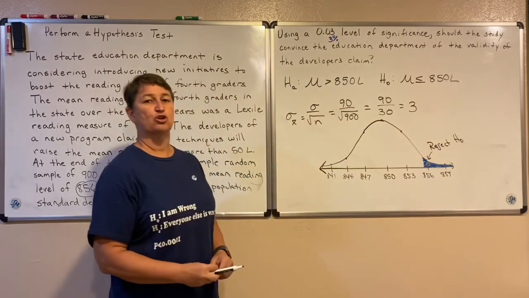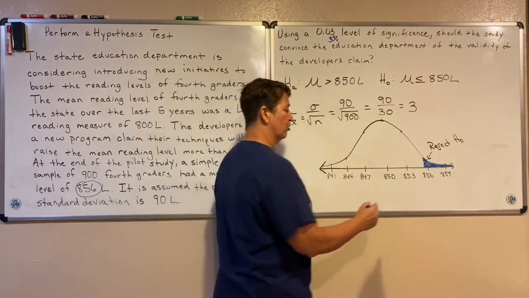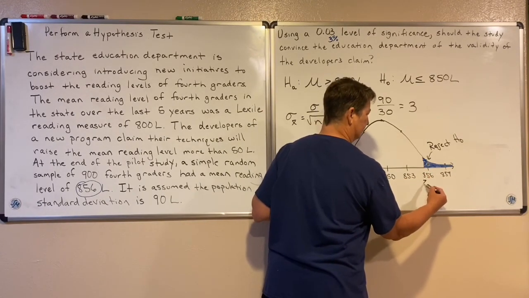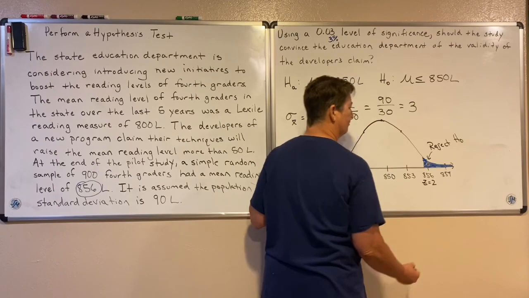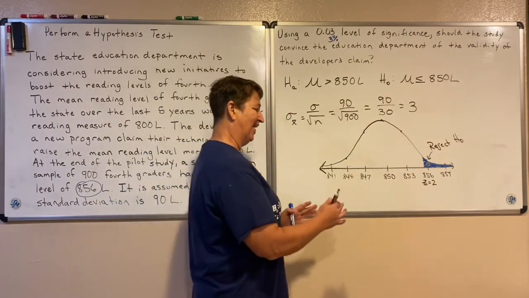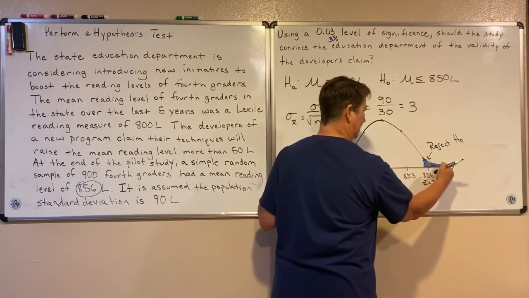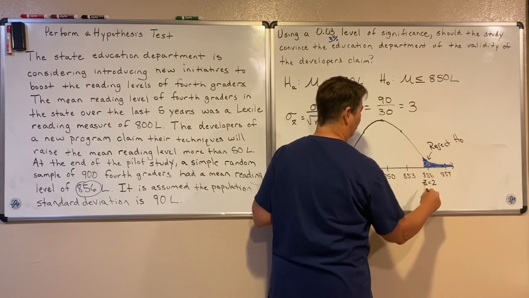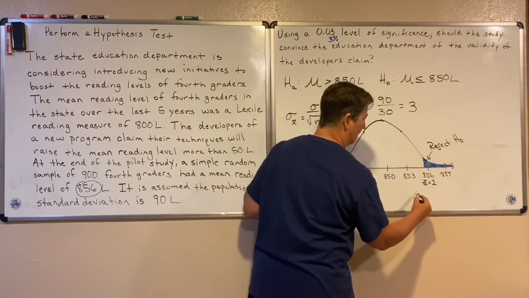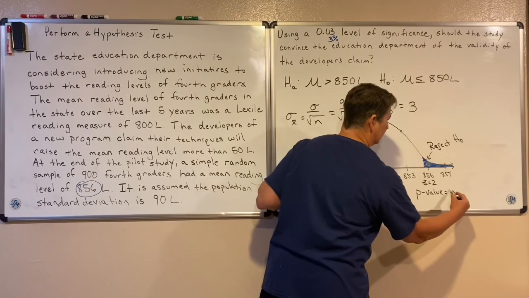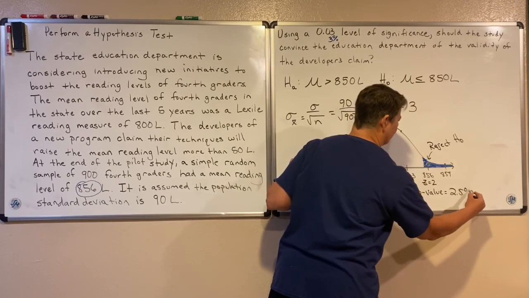But let me show you a little bit more. We also know that the z-score for this particular test statistic is 2. And the probability that we get something as extreme as that, from 2 out, is 2.5%. So the p-value of that test statistic is 2.5%.